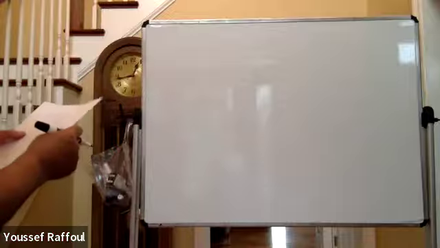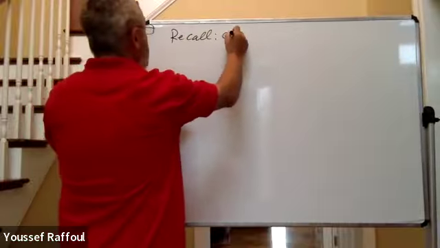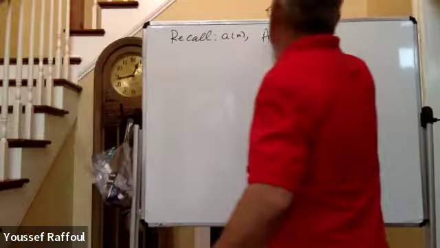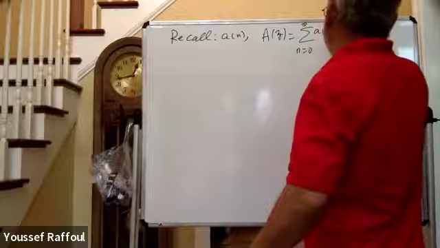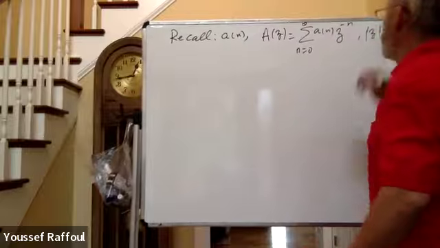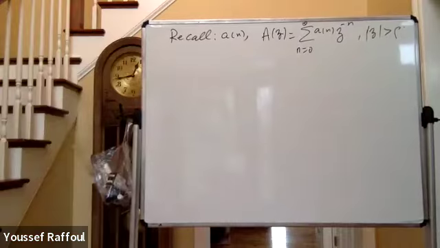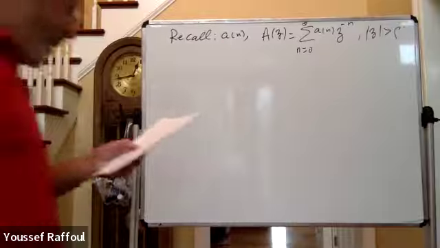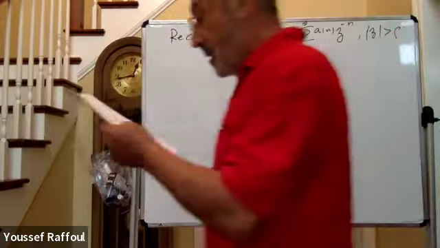We're going to continue. Recall, if you have a sequence a_n, then A(z) is the sum from n equals 0 to infinity of a_n z^(-n) for z bigger than some number rho. This is the definition of the z transform of the sequence a_n. And we have been doing some computation.